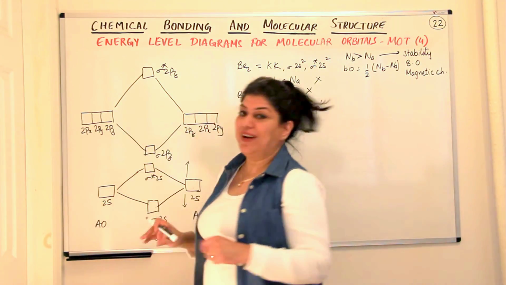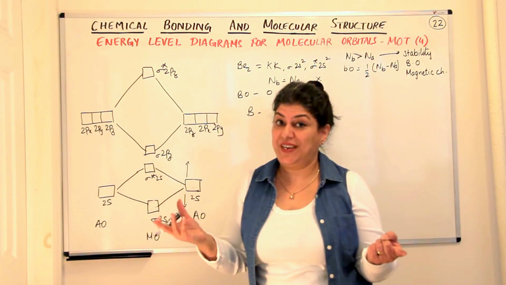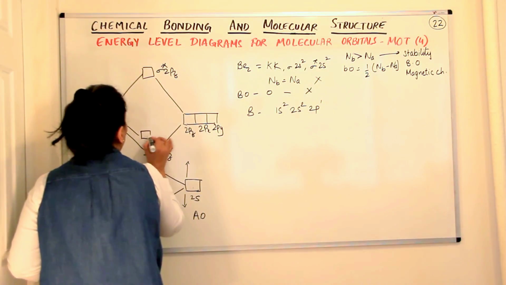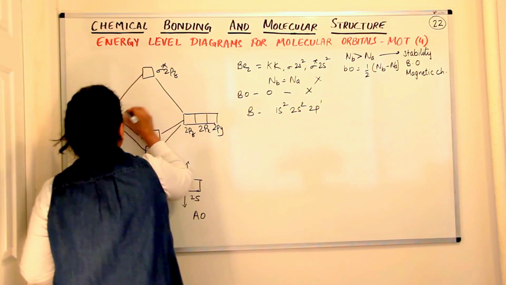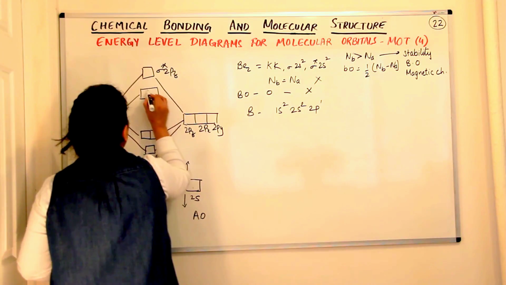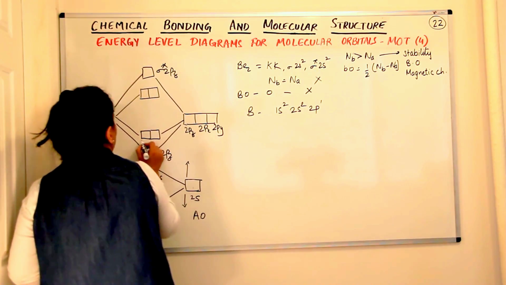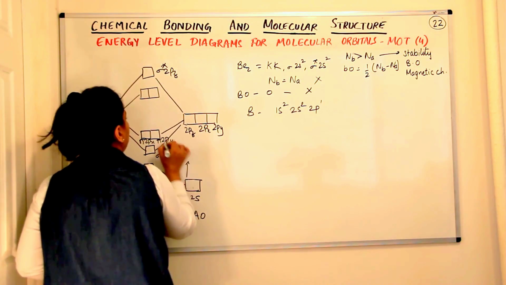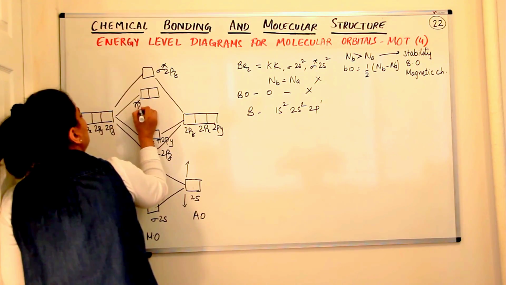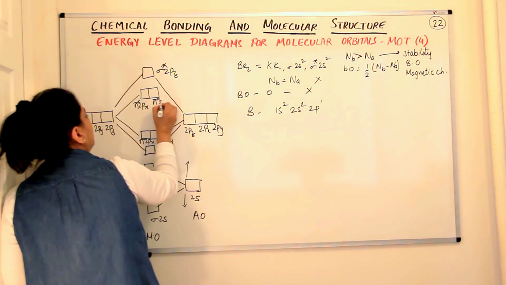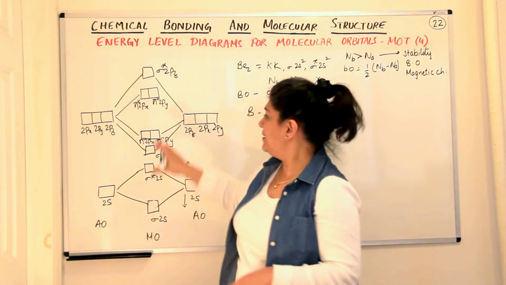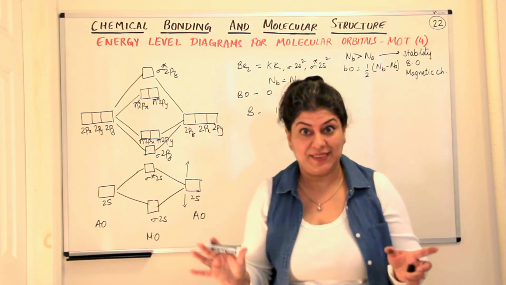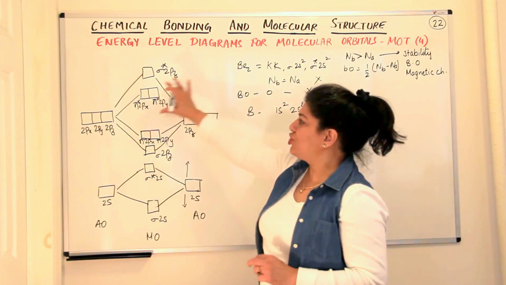Now, the 2px and 2py, they form pi bonds, but they should be degenerate. They should have the same energy. So, the 2px and 2py should come here and they should form two orbitals here, and the same energy should increase here, and these should form the pi star. So, this is pi 2px and this orbital is pi 2py. Here it will be pi star 2px. And this would be pi star 2py. Am I clear? Now this is what we would expect the energy level diagram to be like, right? Logic tells us that this should be the diagram.